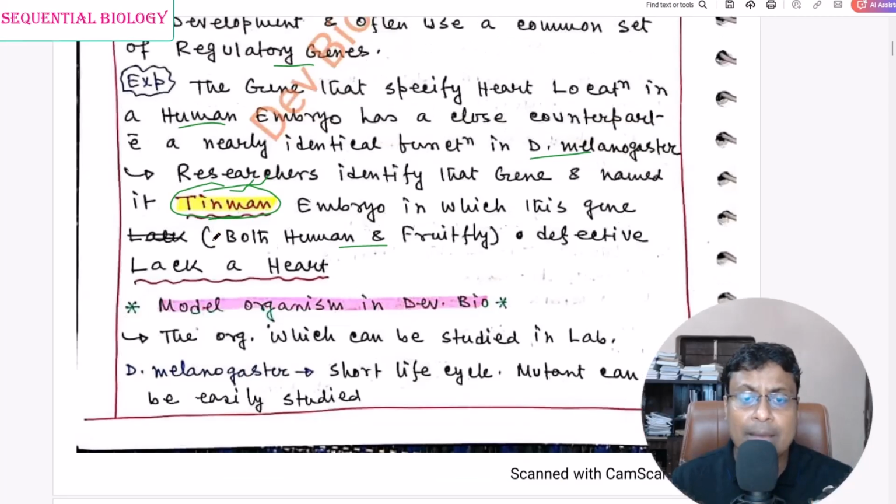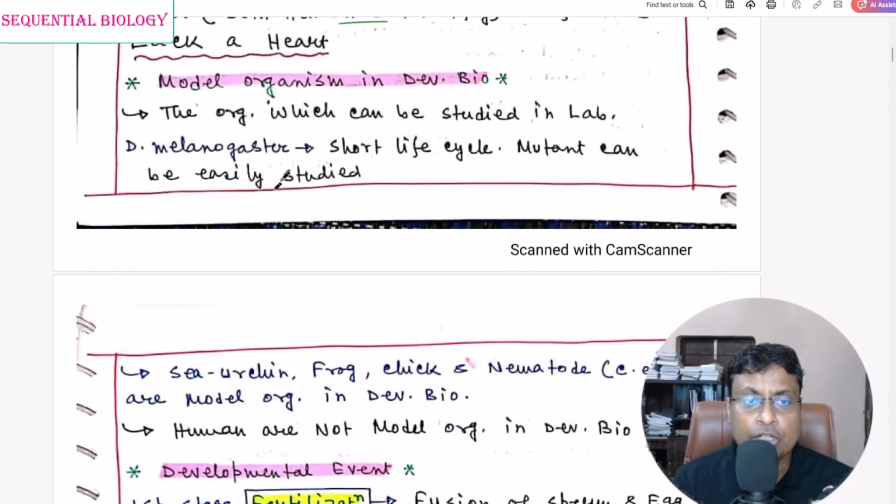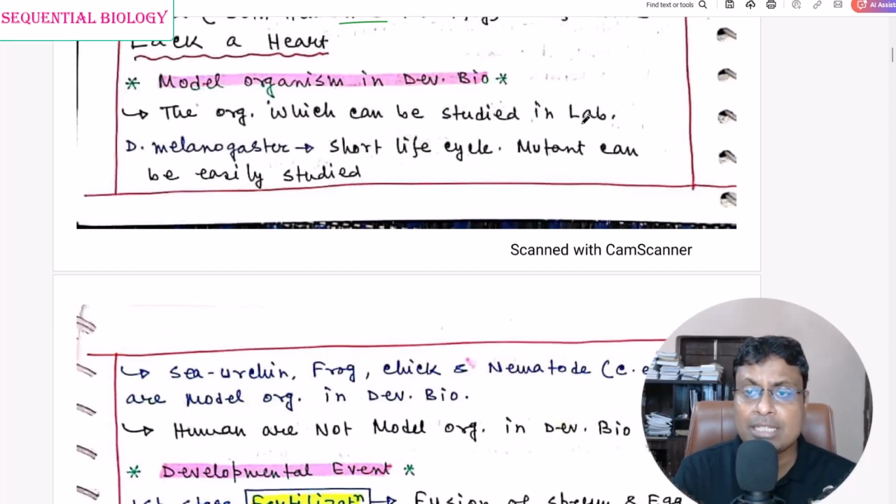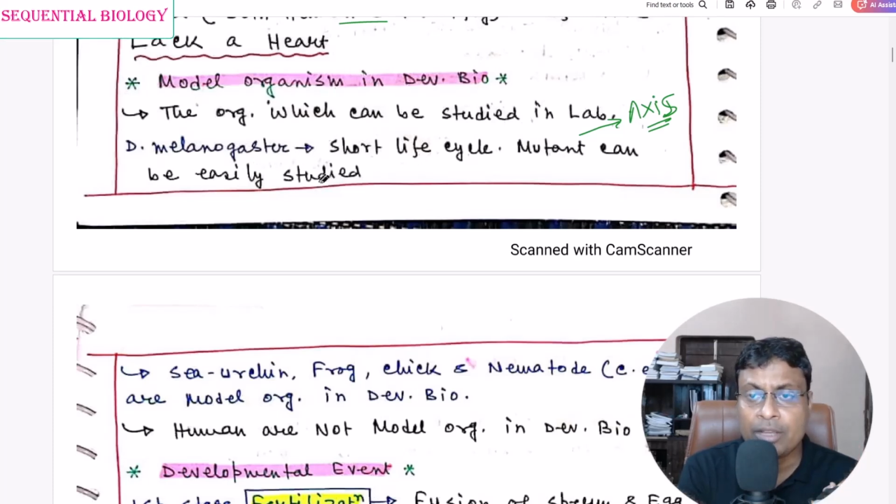And now we will discuss model organisms in developmental biology. Drosophila melanogaster is a very important model organism. In Drosophila melanogaster, axis formation has been studied, how the anterior and posterior axes develop, and for the dorsal-ventral axis, different types of genes have been studied. So Drosophila melanogaster is a very important model organism in developmental biology because it has a short life cycle and mutants can be easily studied.